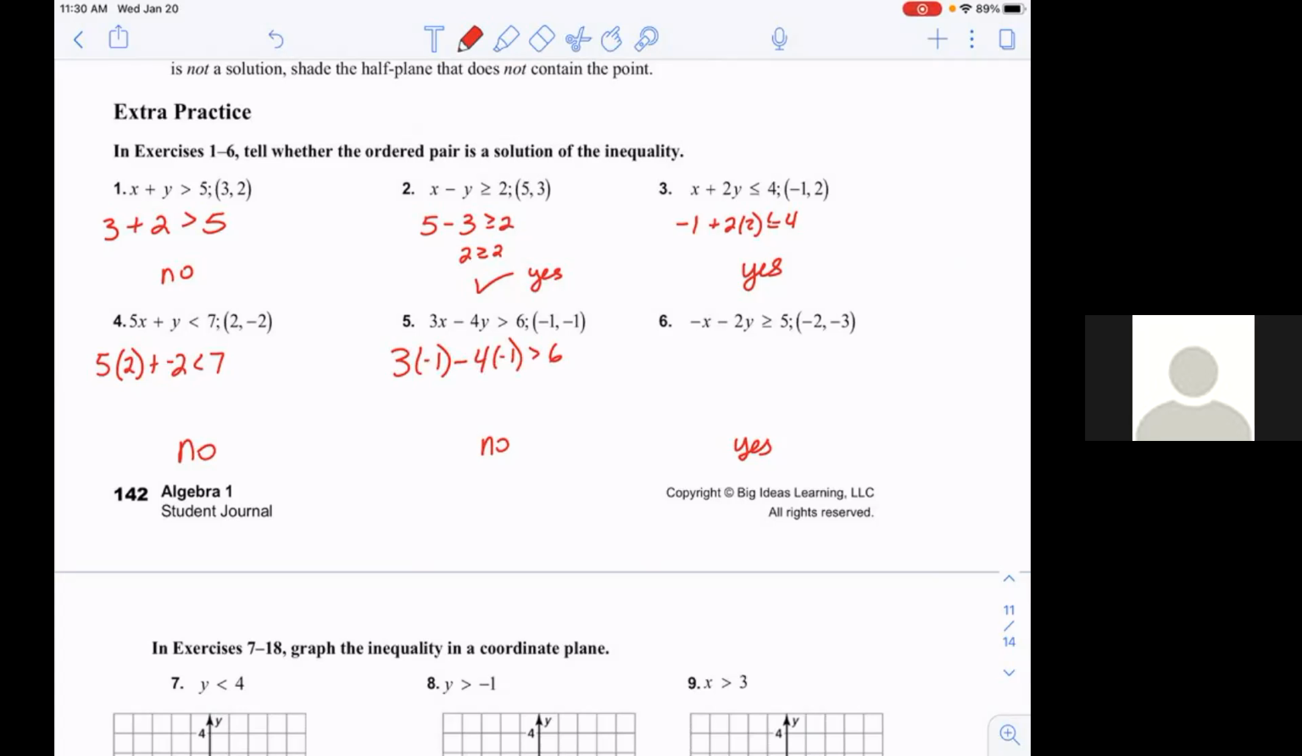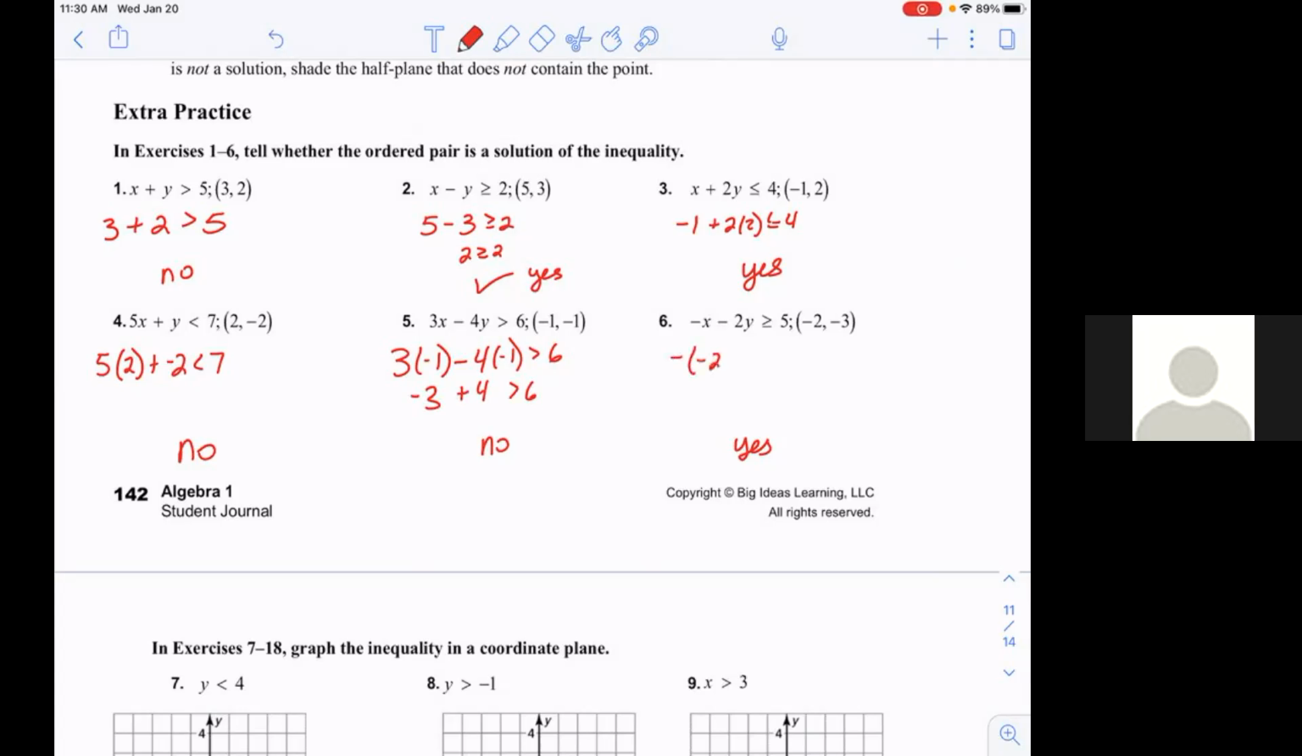We got a -3. Here, we've got to pay attention to our signs. We got a -4 times a -1, so that turns into a +4. And I end up with 1 being greater than 6, which is not a true statement, so that's why we got no.